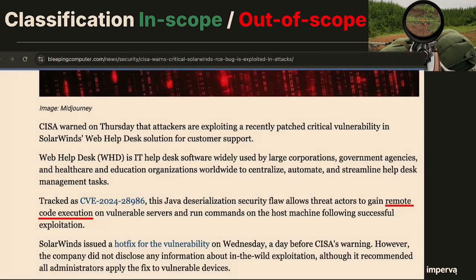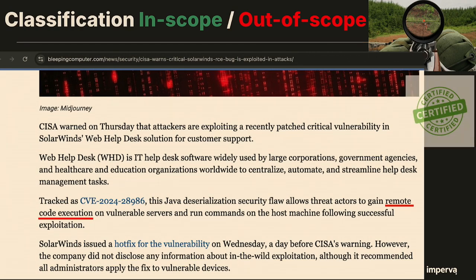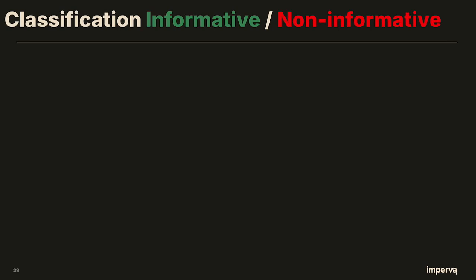On the other hand, if we have something like this, then this article says, okay, this is a Java deserialization security flaw, and this allows remote code execution. So you can already understand that you need to browse through all this text, and in the end, it seems that it is relevant. After deciding if it's relevant or not, if it's not, of course, they drop the vulnerability.